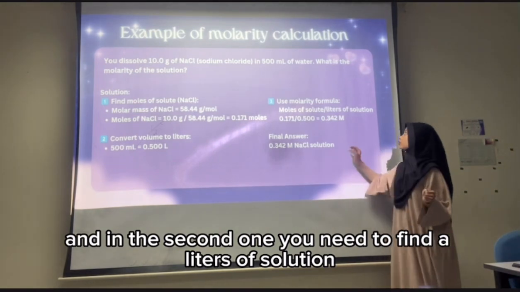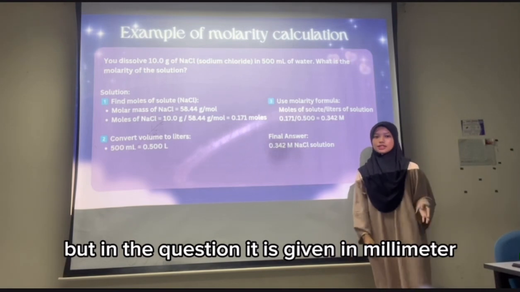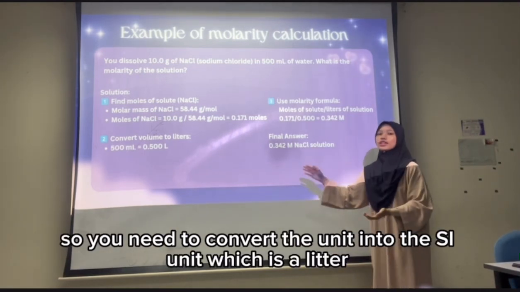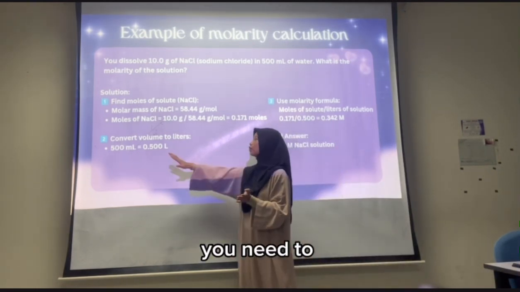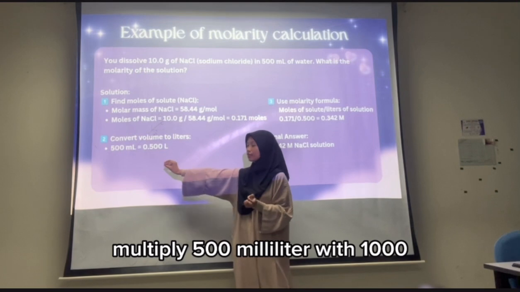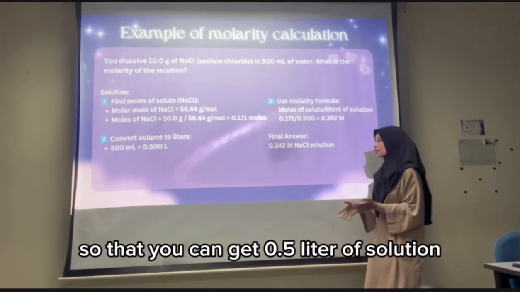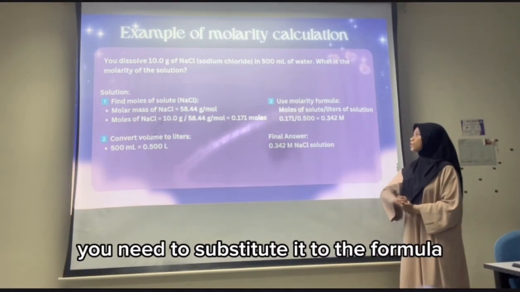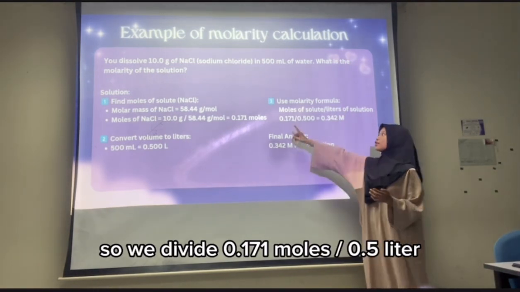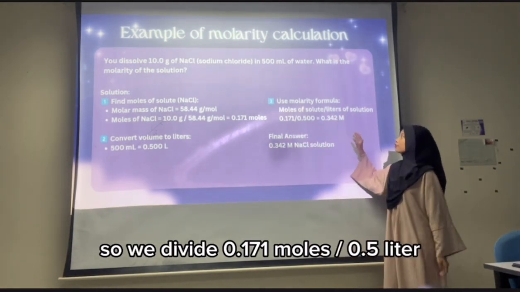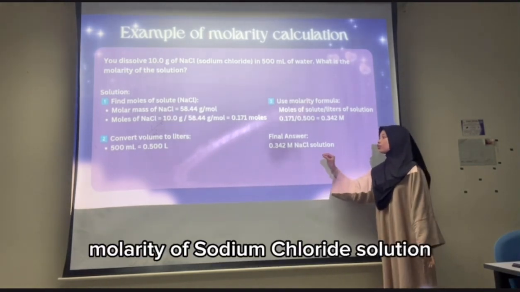And then the second one, you need to find the liters of solution. But in the question, it is given in milliliters. So you need to convert the unit into the SI unit, which is liter. In order for you to get the liter, you need to divide 500 milliliters by 1000 so that you can get 0.5 liter of solution. So after you get the information, we need to substitute it into the formula. So we divide 0.171 by 0.5 liter, and then you get the final answer, which is 0.342 molarity of sodium chloride solution.